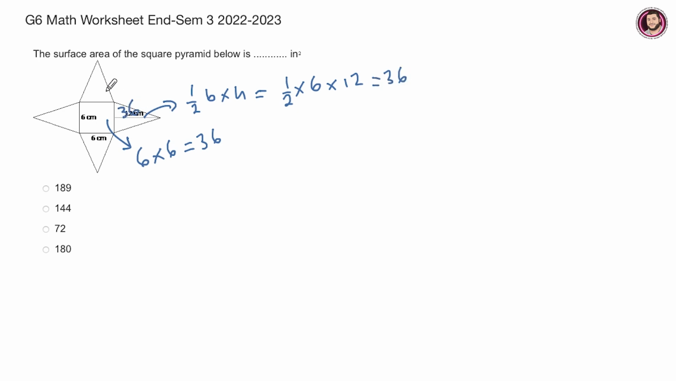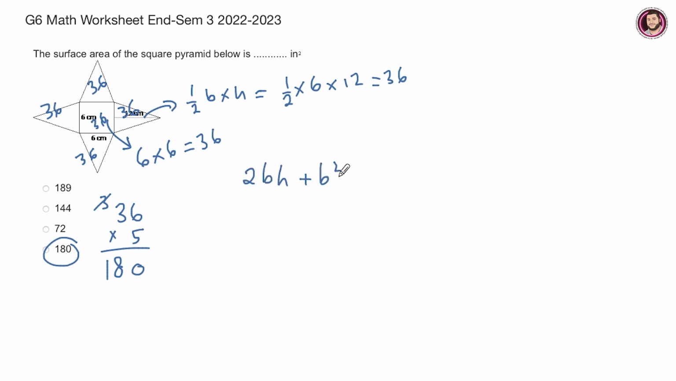So we have this 36, 36, 36, 36. We have 5 of 36. So 36 multiplied by 5 is 180. The answer is 180. Also, we have a formula. The formula of a square pyramid is 2bh plus b squared. The base is 6 here given, and the height is 12. So let us substitute. 2 times 6 times 12 plus 6 squared. This is exactly what we have done. 2 times 6, 12 times 12, 144 plus 36, which is 180, the same answer.